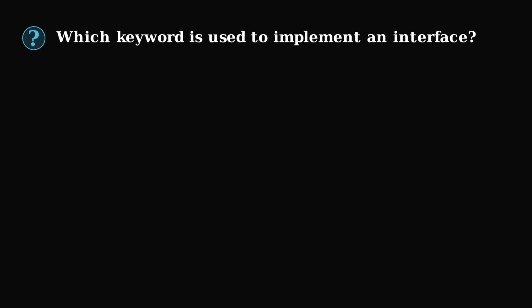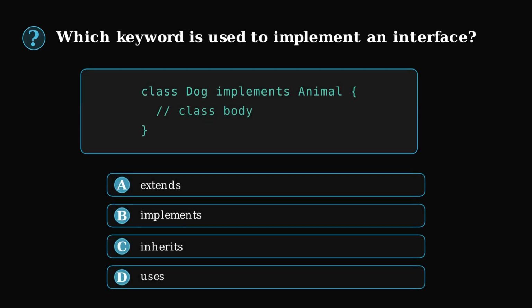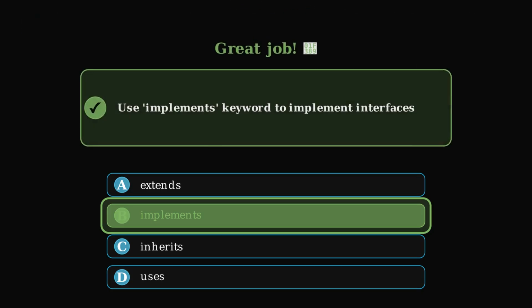Which keyword is used to implement an interface? Which one is correct? The correct answer is use implements keyword to implement interfaces.